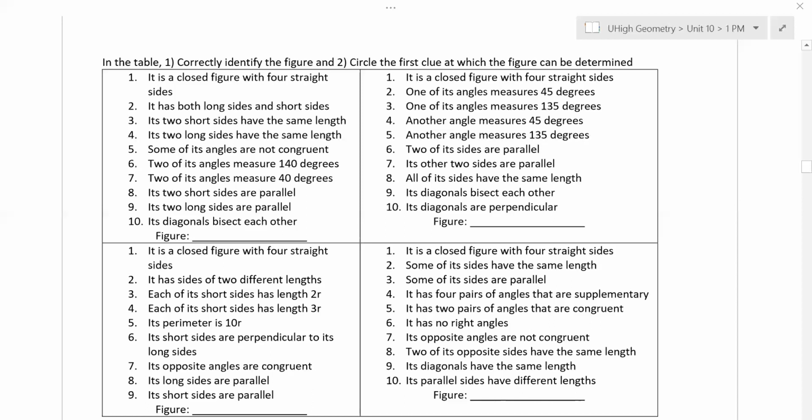What this tells me is that we're not going to have a trapezoid, because in a trapezoid, our legs don't have to be the same, and our bases don't have to be the same. So we could have a kite because we have short sides and long sides. Or it could be a parallelogram.